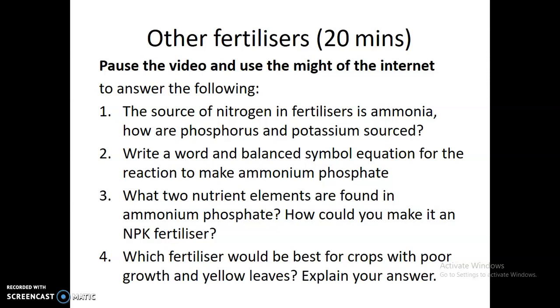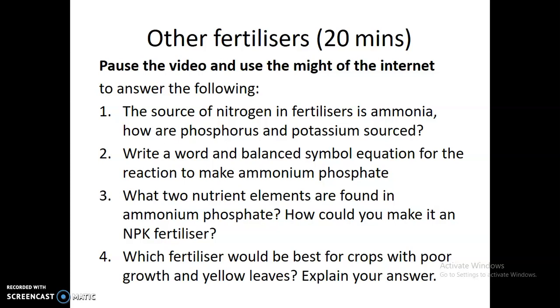So question 2, write a word and balanced symbol equation for the reaction to make ammonium phosphate. Right, well, very similar to how we made ammonium nitrate. You're going to use ammonia and you're going to use an acid. What acid is phosphate? It's actually phosphoric acid. So the word equation would be ammonia plus phosphoric acid arrow ammonium phosphate. I will leave you to find out what the symbol equation is, and I will ping you the answers a wee bit later on.